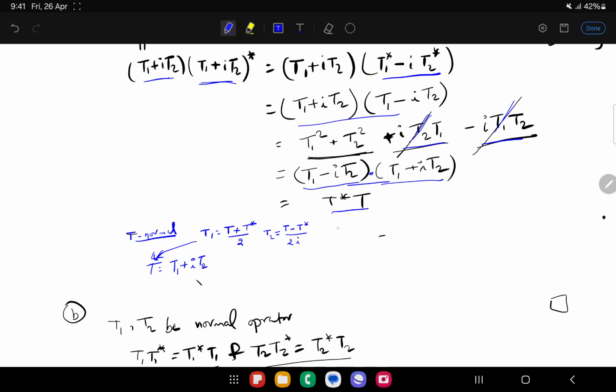To check self-adjoint, T1 star is equal to T plus T star by 2, star. Star goes inside, it becomes T star plus T star star by 2, but T star star is just T, so T star plus T by 2, and this is nothing but T1 only, so T1 star is T1. What about T2 star?